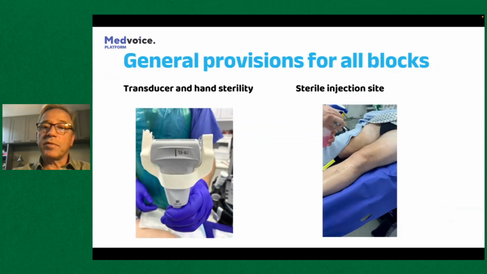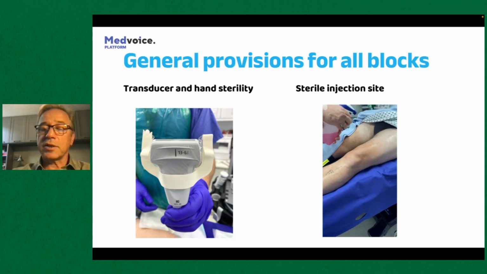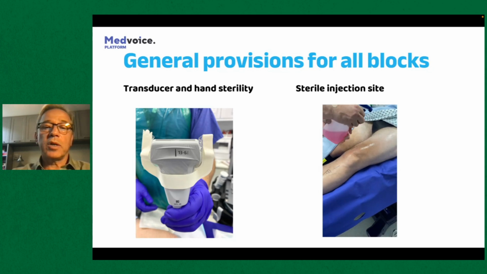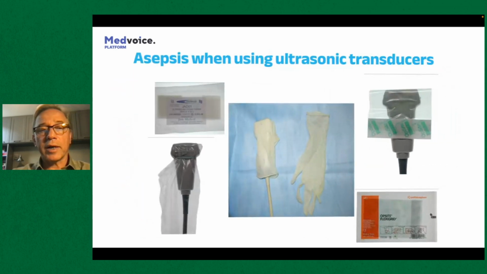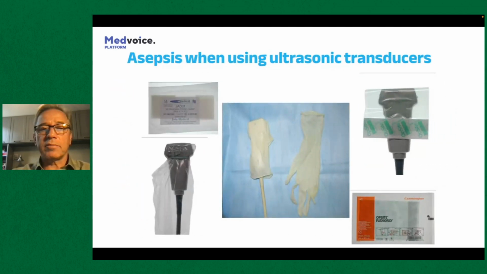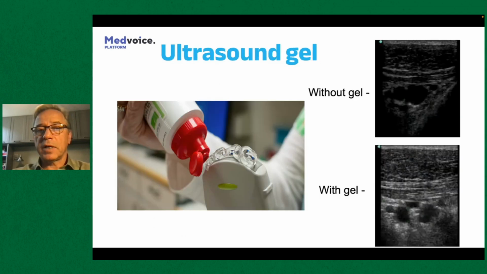General provisions for all the blocks: you use hand sterility and a sterile injection site. We use a solution of chlorhexidine. Asepsis could be achieved in different ways. There are special devices. You can just use a glove, or you can use Opsite or other sterile dressings on the actual probe. If you're using a single shot, there is no evidence that you need to gown, so a normal hat, mask, and sterile gloves is sufficient.